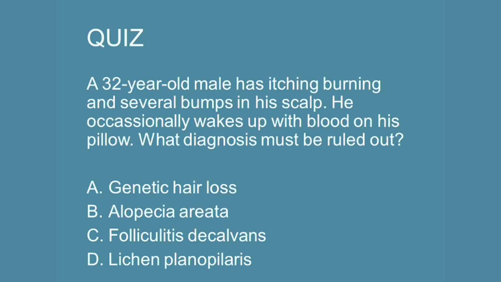A 32-year-old male has itching, burning, and several bumps in his scalp. He occasionally wakes up with blood on his pillow. What diagnosis must be ruled out? A. Genetic hair loss. B. Alopecia areata. C. Folliculitis decalvans. Or D. Lichen planopilaris. Hit pause now and give thought to this question.